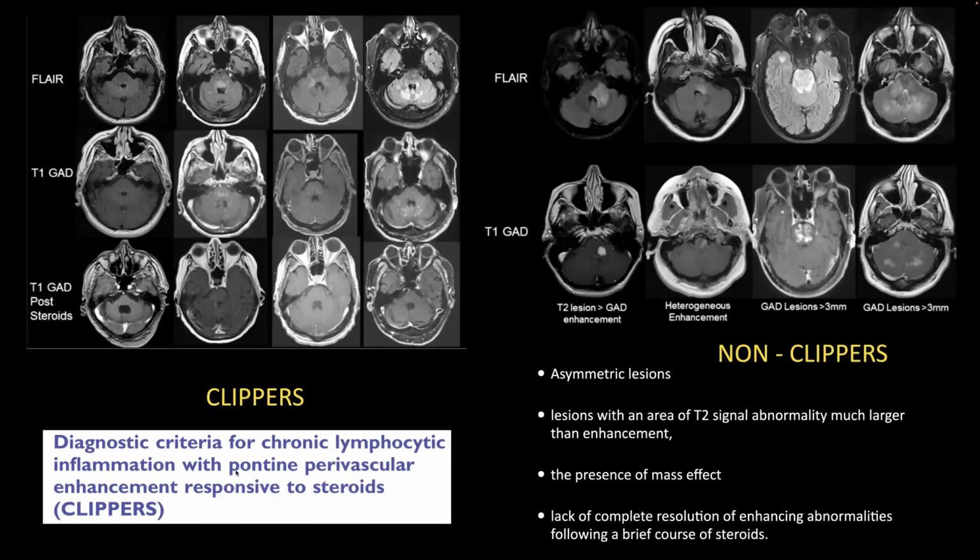Then the question from the neurology team was, can this be CLIPPERS or non-CLIPPERS? So for CLIPPERS, these are the typical imaging findings. They have these punctate abnormalities along the perivascular spaces. So this is what we are seeing over here.